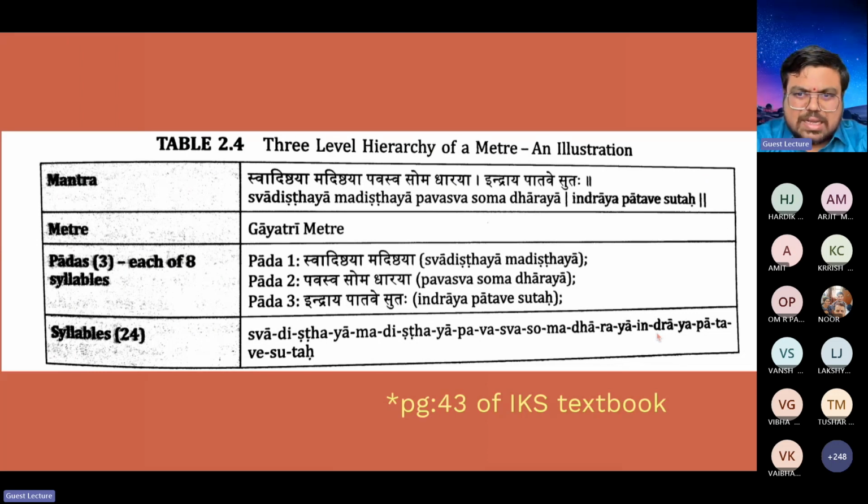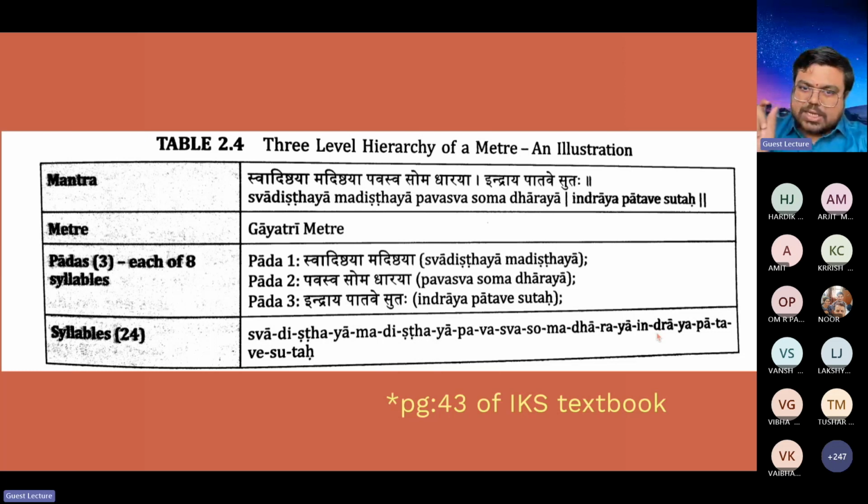The 3-level hierarchy, as you can see, we'll take one mantra as an example. That is, Swadishthaya Madishthaya Pavasvaso Madharaya Indraya Patave Sutaha. This is from Rigveda. Which meter is it in? It is in Gayatri meter. How many lines are there? 3 lines. Swadishthaya Madishthaya Pavasvaso Madharaya Indraya Patave Sutaha.